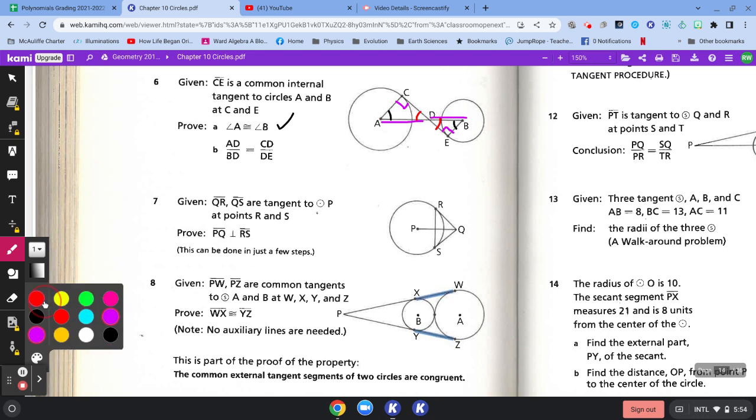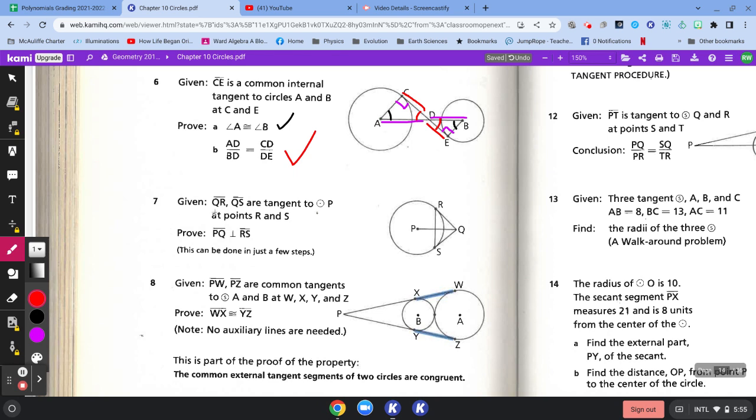And we also know that CD corresponds to DE. So we can say AD is to BD as CD is to DE. And so check, that one works as well, sets up a proportion because of triangle similarity.